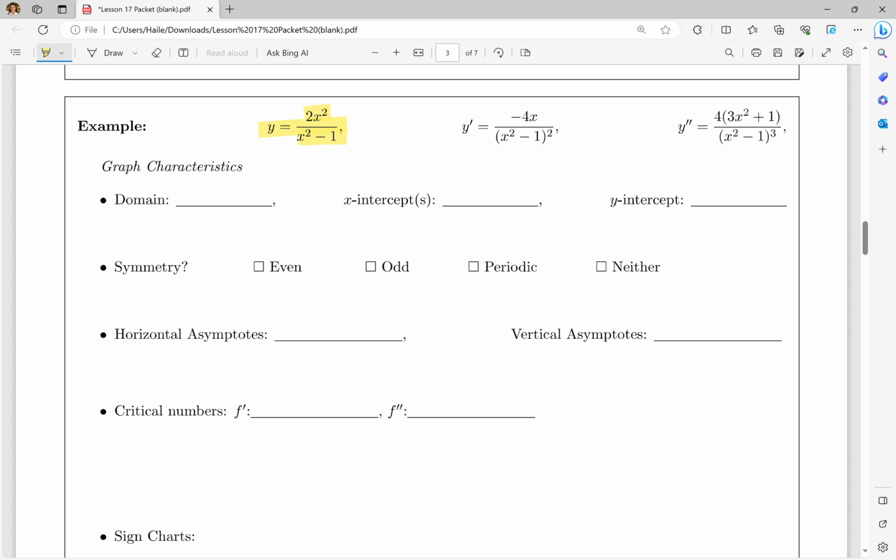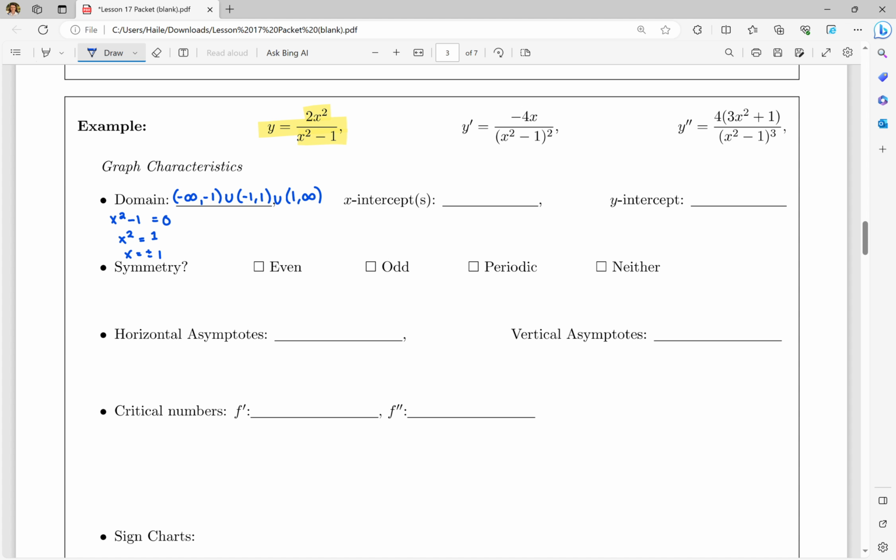Okay, so let's start with the domain. Here we have a fraction, so we need to figure out where x squared minus 1 is equal to 0. Well, that's going to mean x squared is equal to 1, so x is equal to plus or minus 1. So our domain is going to be negative infinity up to negative 1, union negative 1 to 1, union 1 to infinity.